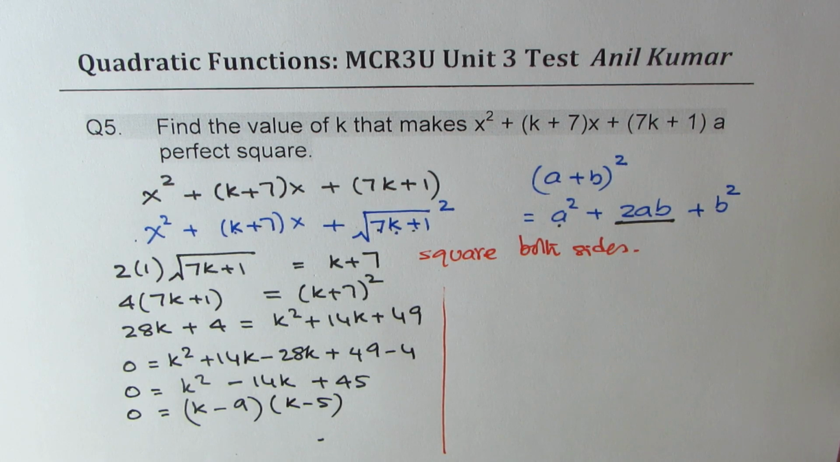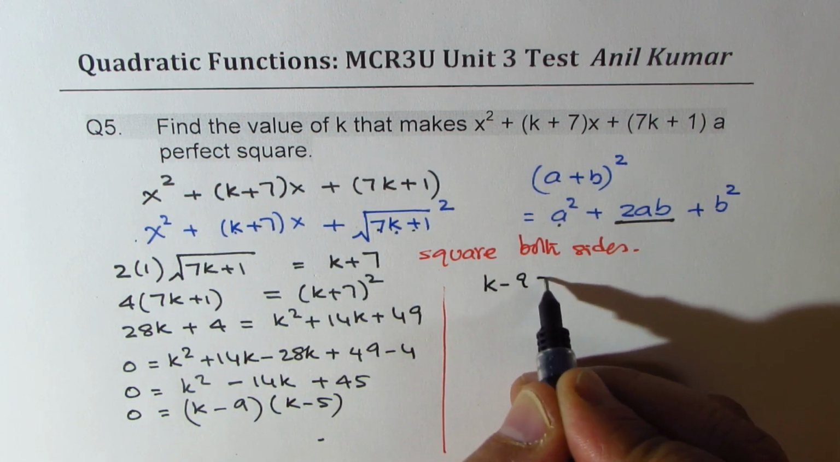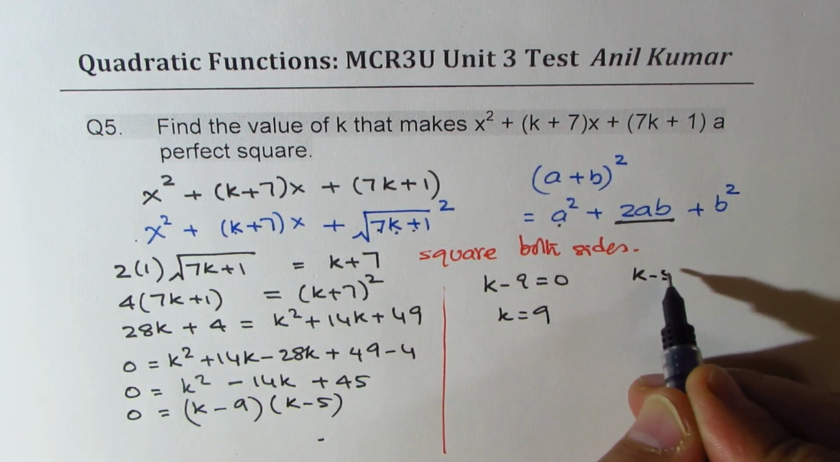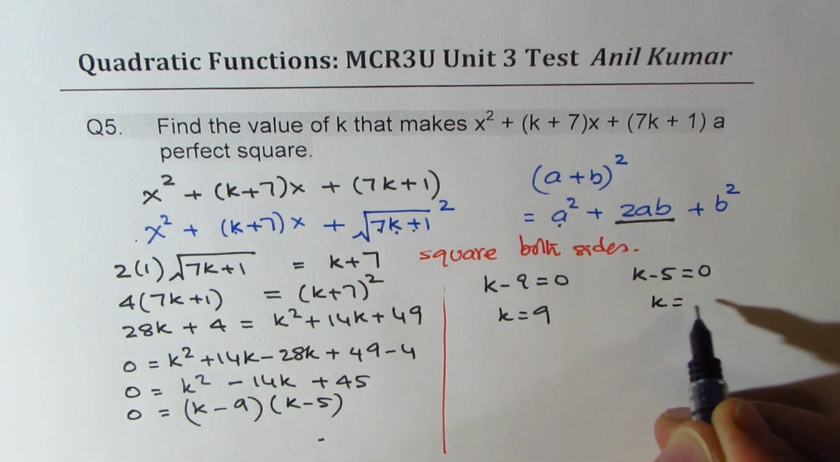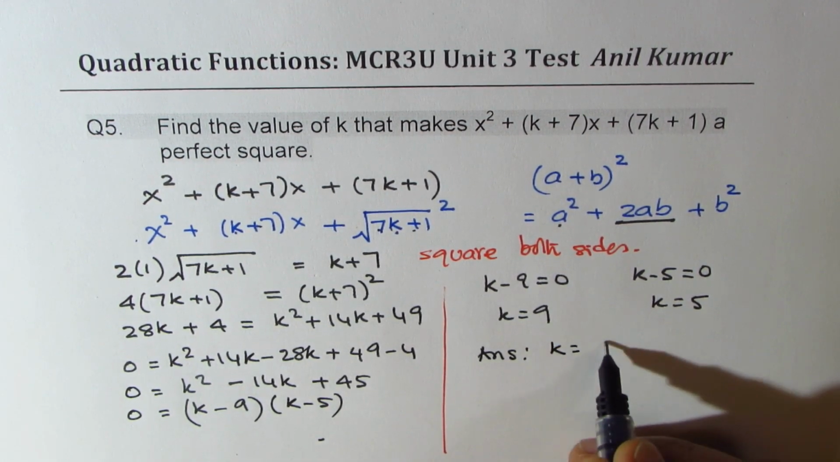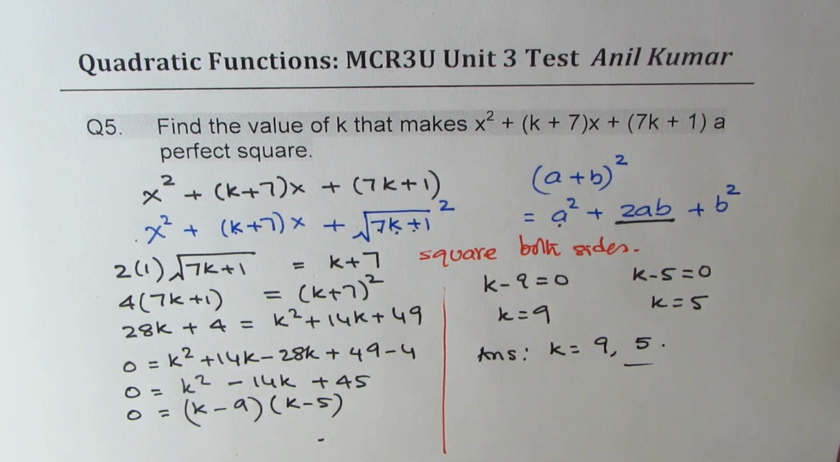From here we can easily write down the values of k. So k minus 9 equals 0 means k equals 9, and k minus 5 equals 0 means k equals 5. So we have two answers, that is k equals 9 or 5. Correct? So that is how it can be solved.